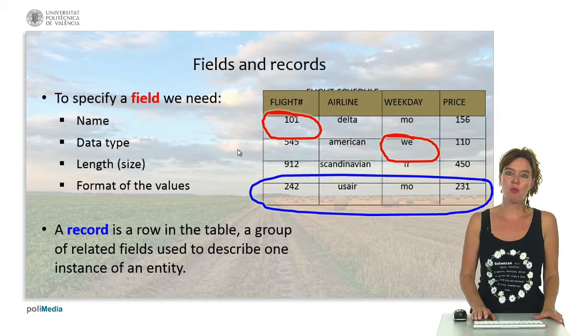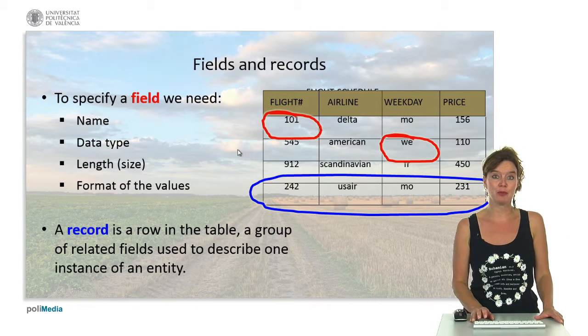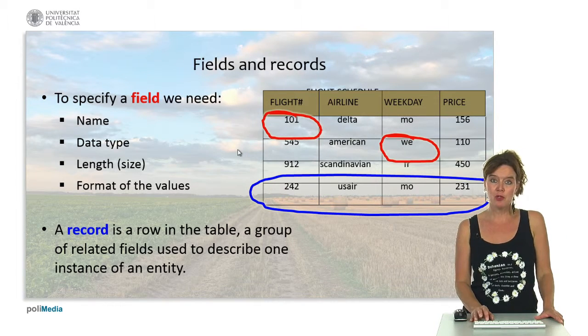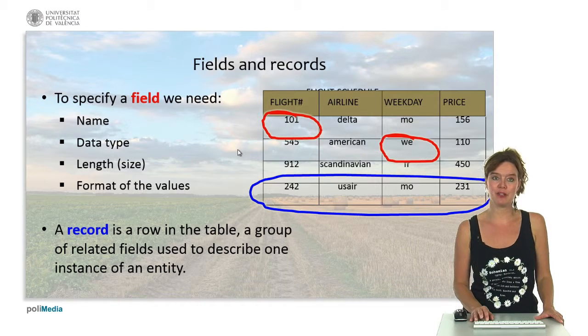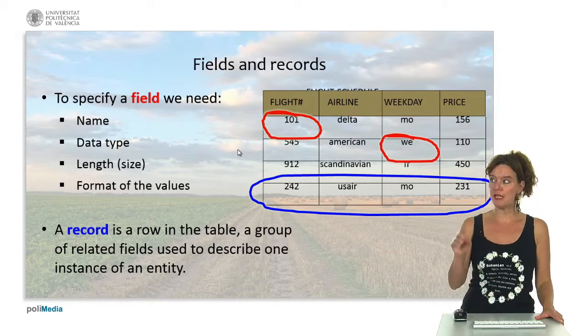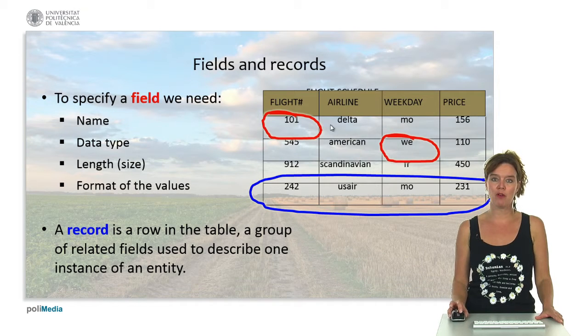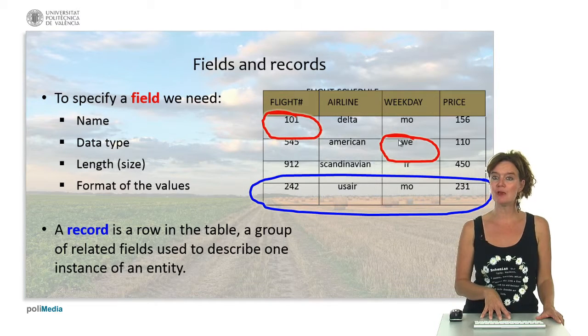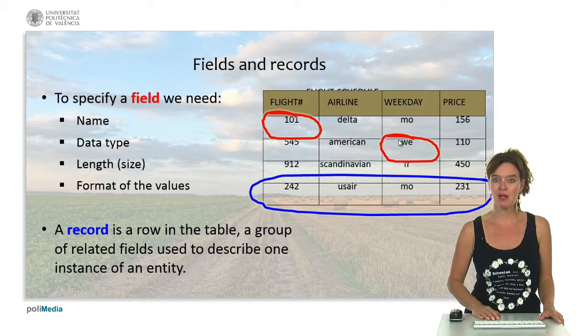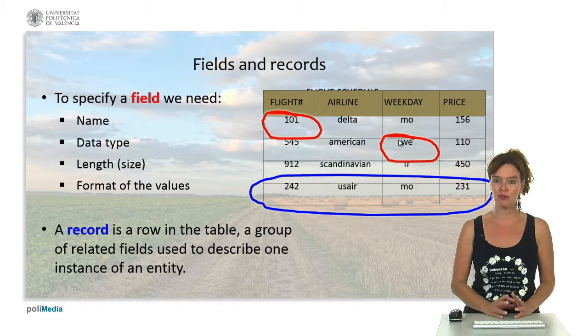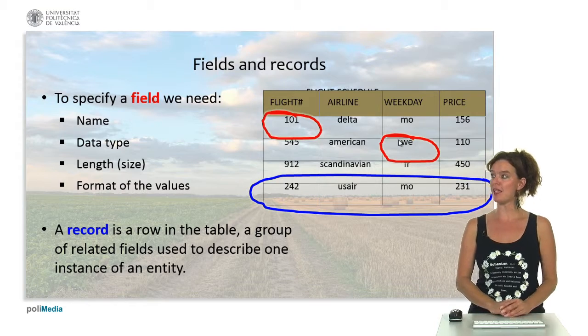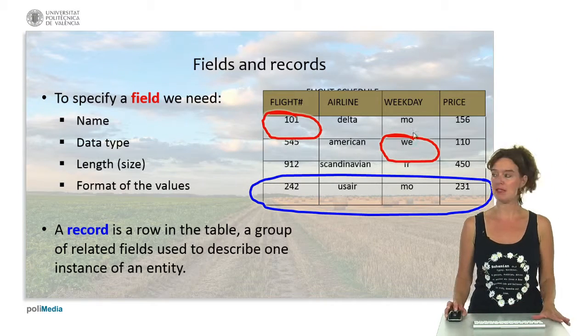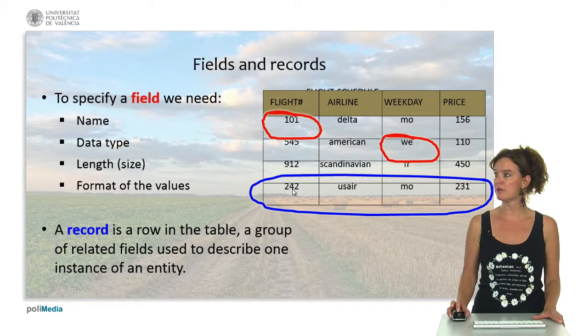So let's look at some more terminology related to tables. Tables specify fields and records. So a field, which you can see here in red, every one of these squares in this table is a field. And to specify a field, what we need to indicate is the name, the type, its length, and the format of the values. So if we look at this example for the flights, we see that here we have a field. The name is flight number.